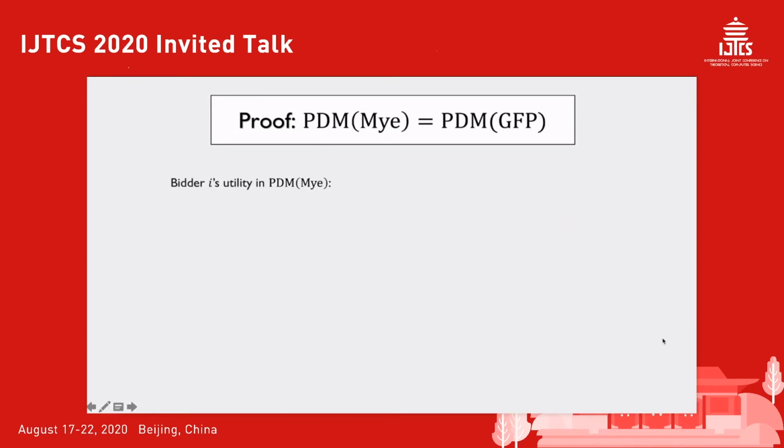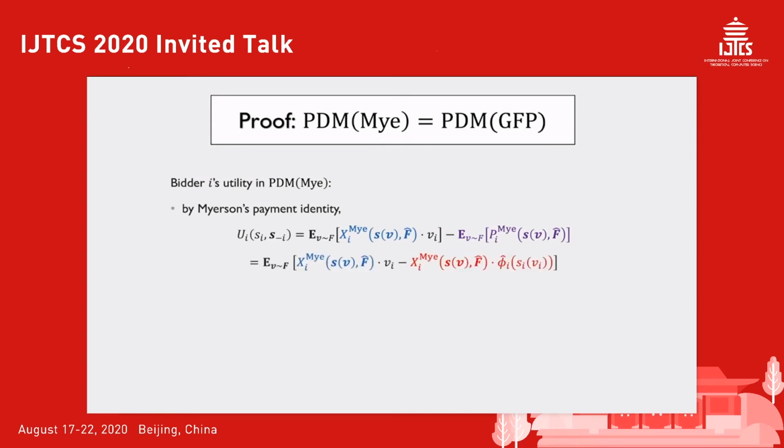The second part of the proof is to analyze bidder i's utility in the PDM game with Myerson auction as the mechanism. By Myerson's payment identity, which says that the payment equals the expected virtual welfare, we can write down bidder i's utility as follows. The utility is the allocation times the value minus the payment, and the payment can be replaced by virtual welfare. The purple part can be replaced by the red part. The red part is the virtual welfare, the allocation x_i times bidder i's virtual value. Notice that this is the virtual value for s_i(v), where v is the value of bidder i, and s_i is the strategy of bidder i, which maps her value to a bid.